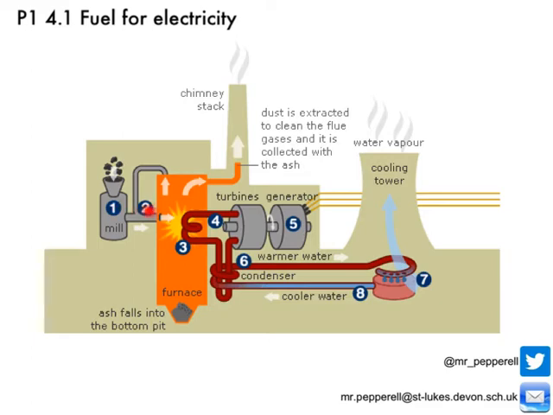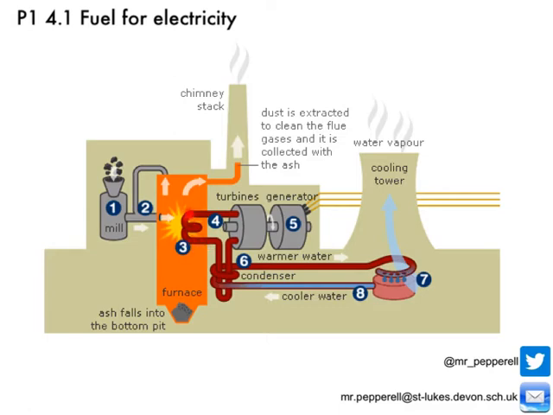And that powder is then blown along this pipe here, number 2, into the furnace. Obviously, it's burnt in the furnace and the resulting heat is used to boil water here in these pipes, number 3. So the water in these pipes is boiled and obviously turns into steam.